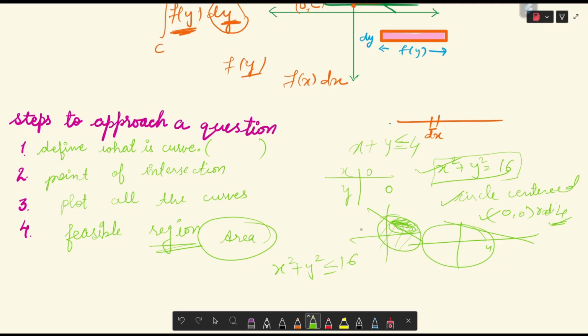Okay, this can also be the area, this can also be the area. Then again some specifications will be given in the question. So first of all, identify the curves. Which curve is given, which curve has been given to you.